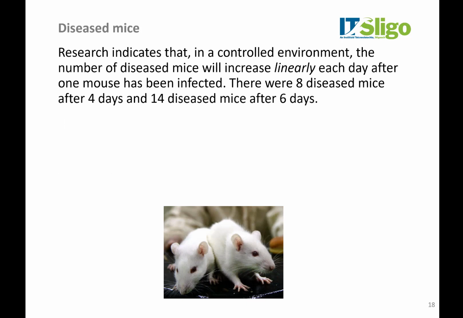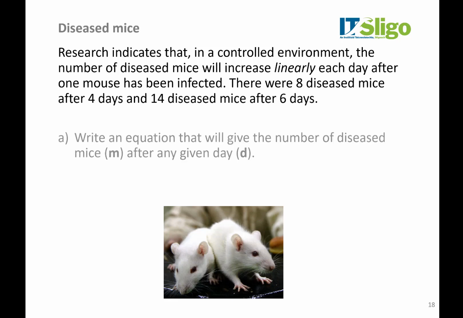Going to take a look at another scientific example, diseased mice. I'll let you read the problem. So first of all, the word linearly, that tells you the type of function we're dealing with. We're dealing with a linear function. So there was 8 diseased mice after 4 days and 14 diseased mice after 6 days. So we can see obviously the disease is spreading amongst the mice as time increases.